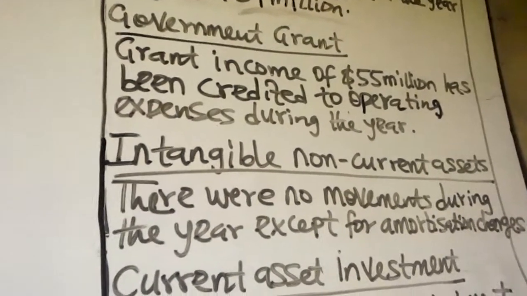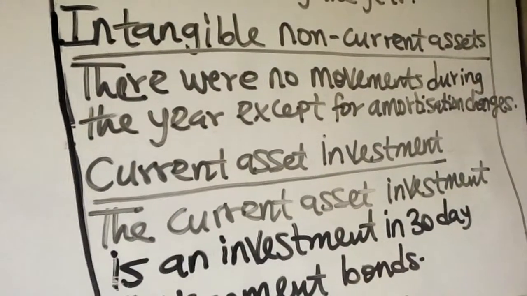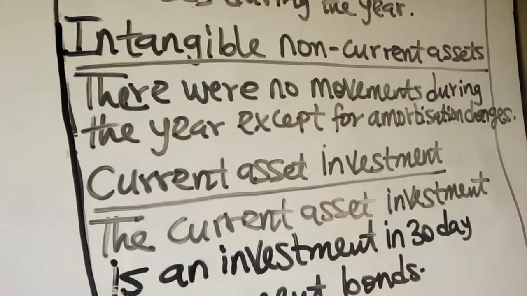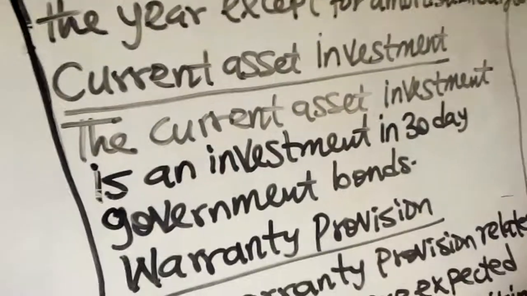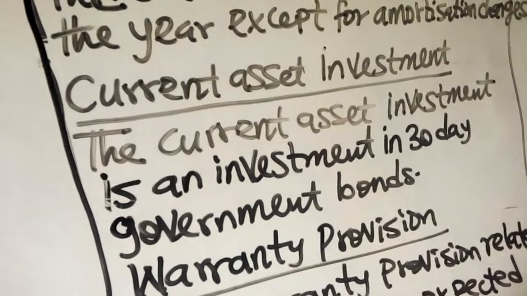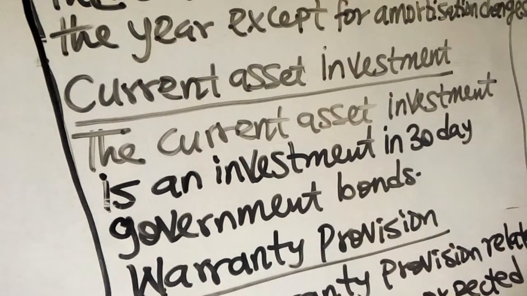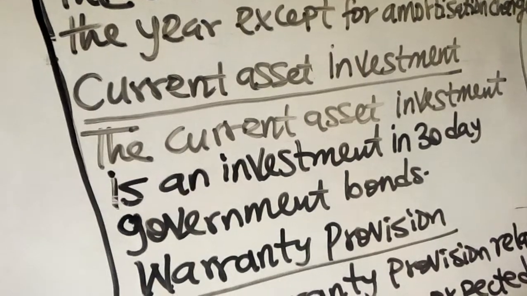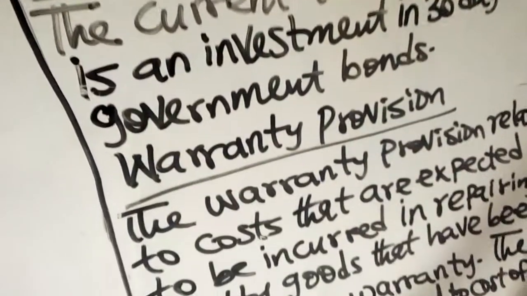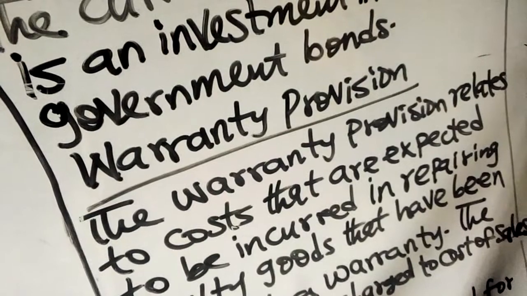Then the third note is intangible assets. There were no movements during the year except for amortization. Then the next note is current asset investment. The current asset investment is an investment in 30-day government bonds.